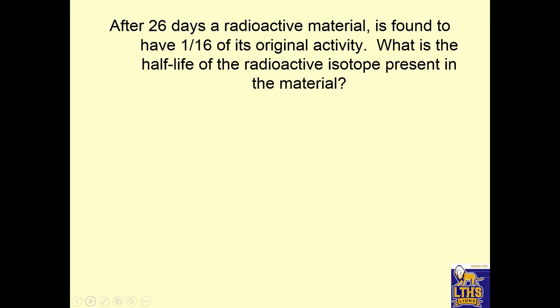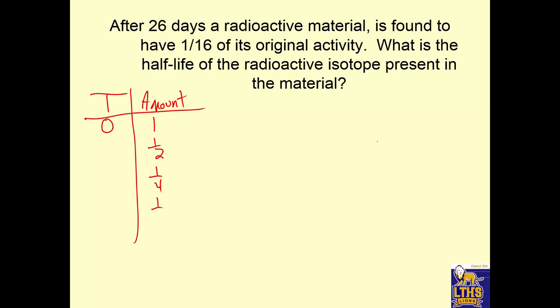After 26 days, radioactive material is found to have 1/16 its original activity. What is the half-life of the material? So the most typical one is time and amount. After 26 days, it's found to have 1/16. So at time 0, the amount is 1. It's going to be a half, a fourth, an eighth, and a 16th. What is the half-life?